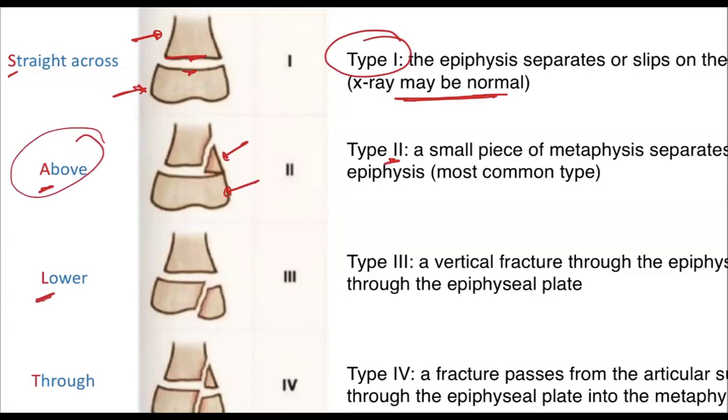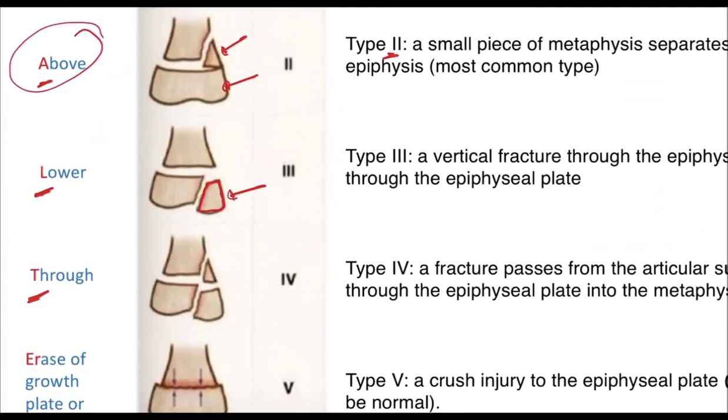Type 3 is L, lower. There is only a fracture of the lower part. An epiphyseal fracture is present. Type 4 is T, through. Through means epiphysis as well as metaphysis. There is a through and through fracture. Both fracture pieces are present: one of the metaphysis, another of the epiphysis. This is known as type 4 Salter classification.